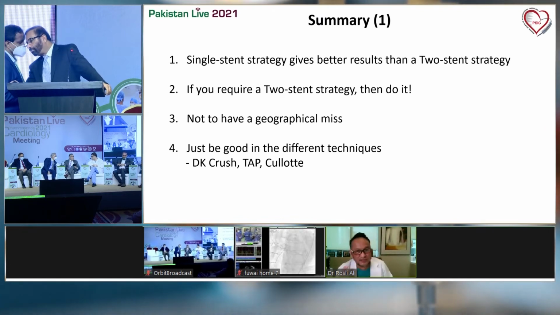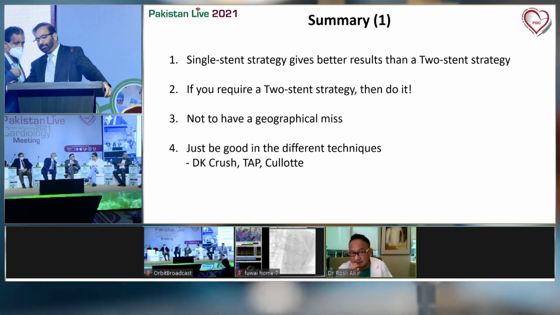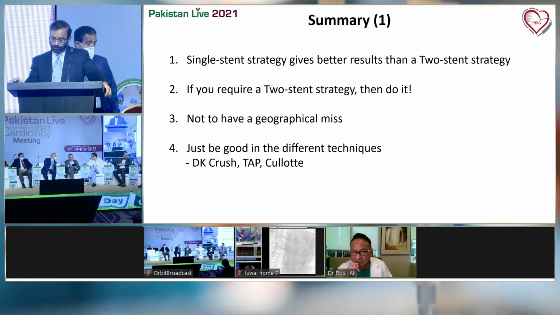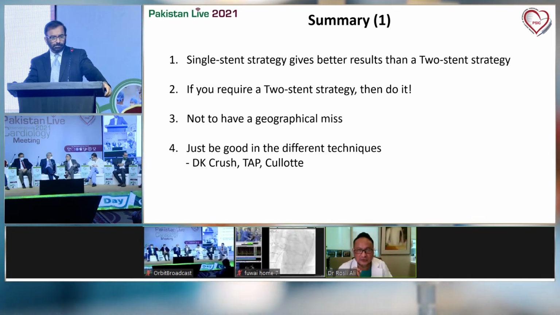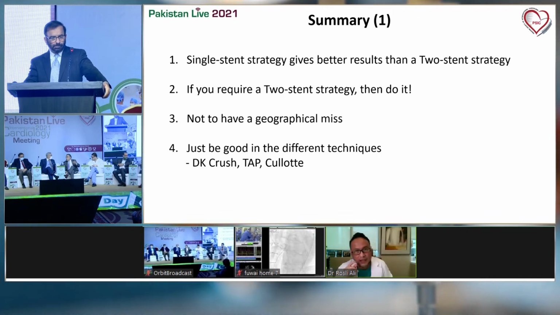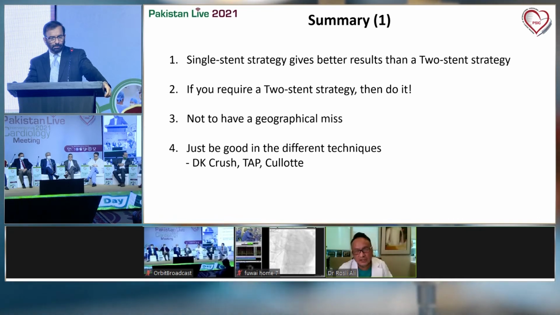In summary, I think a single stent strategy, especially from the European guidelines, gives a better result. But once again, this has been defined by Dr. Chan Xiaoliang, for complex bifurcation where the ostium of the side branch has significant disease. But in any case, if you want to have a two-stent strategy, what is important is not to have a geographical miss. That's very important. If you miss the ostium, the risk of restenosis there is much higher.